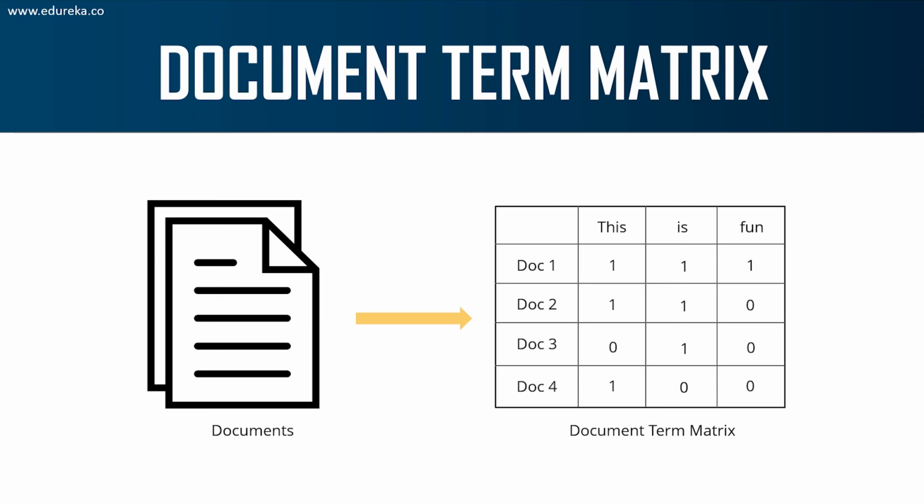For example, in document two, I have "this is," but I do not have the word "fun." Similarly, in document four, I have the word "this," but I do not have the word "is" and "fun." So basically, a document term matrix is like the frequency matrix of a document. So during text analysis, you always begin by building a document term matrix. Right here, you try to understand which words frequently occur and which words are important and not important in the document. So guys, these were a couple of terminologies in natural language processing.